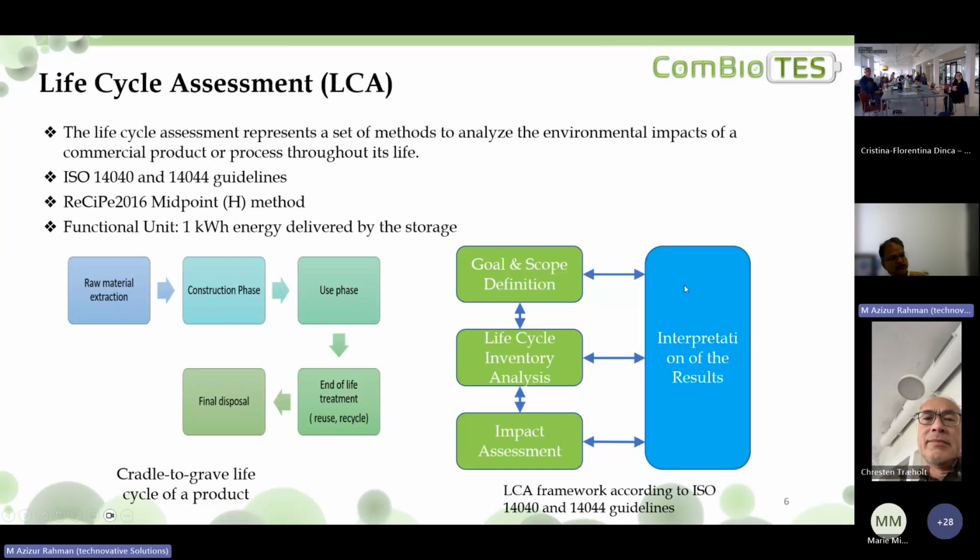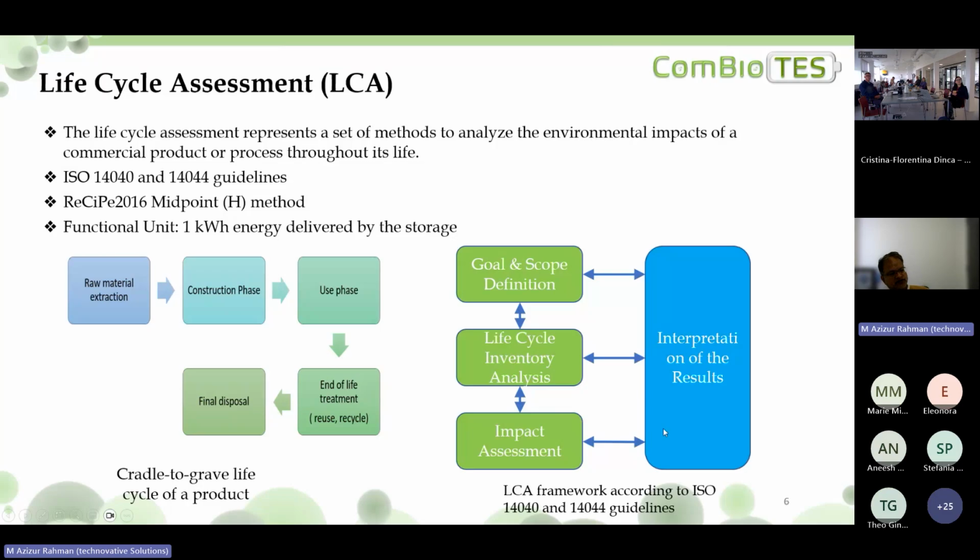So this is a high level idea for those who are not too familiar with the life cycle analysis. There are basically 4 steps.